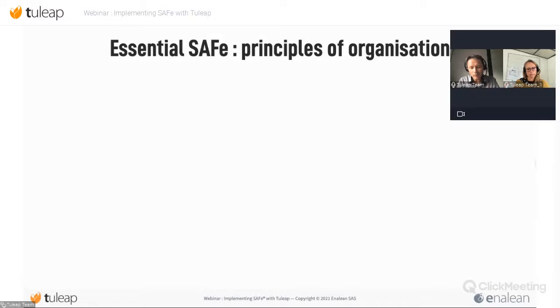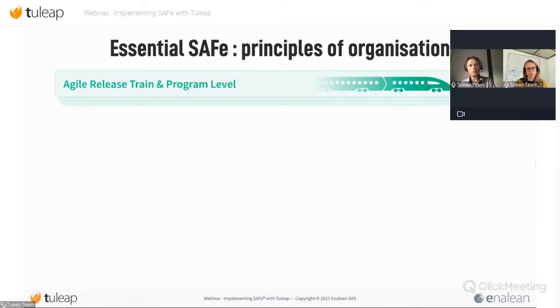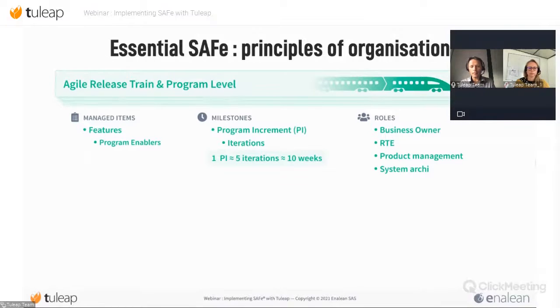As Manon explained to you, we need to have an organization with several levels. The first one is the program level. So here it will be the level where we will put all our release train. This release train will be organized around three topics. The first one is all the items that you will manage during this program. So there are some features. The features are what you have to do and what we will plan.